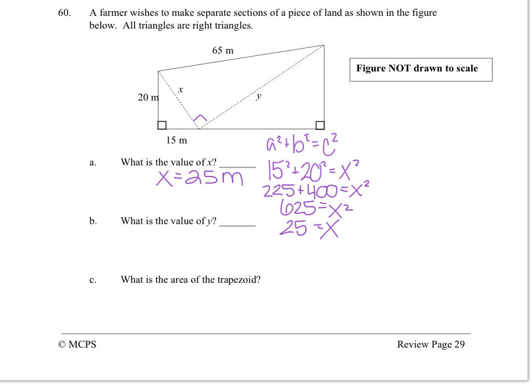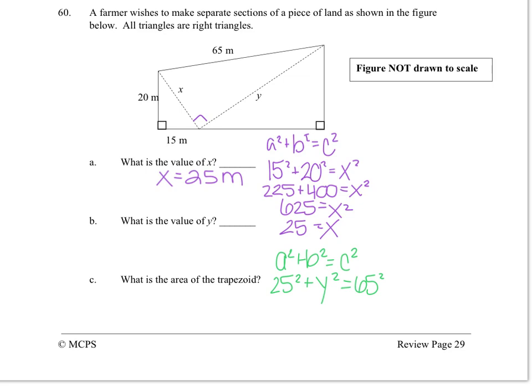Part B asks, what is the value of y? Well, now we know what x is, we want to find y, and we know what the hypotenuse of this triangle is. So we're going to use Pythagorean's theorem again. a squared plus b squared equals c squared. This time, we're going to plug in 25 squared plus y squared equals 65 squared.